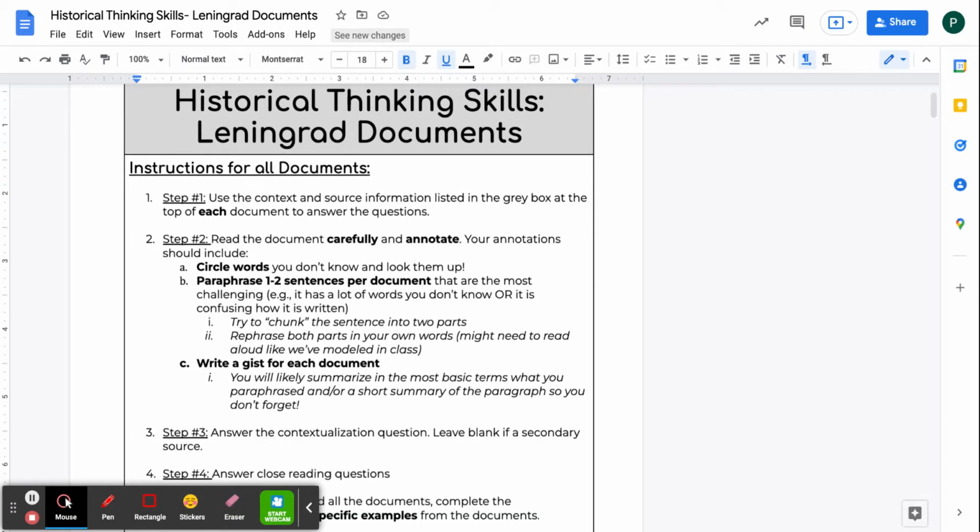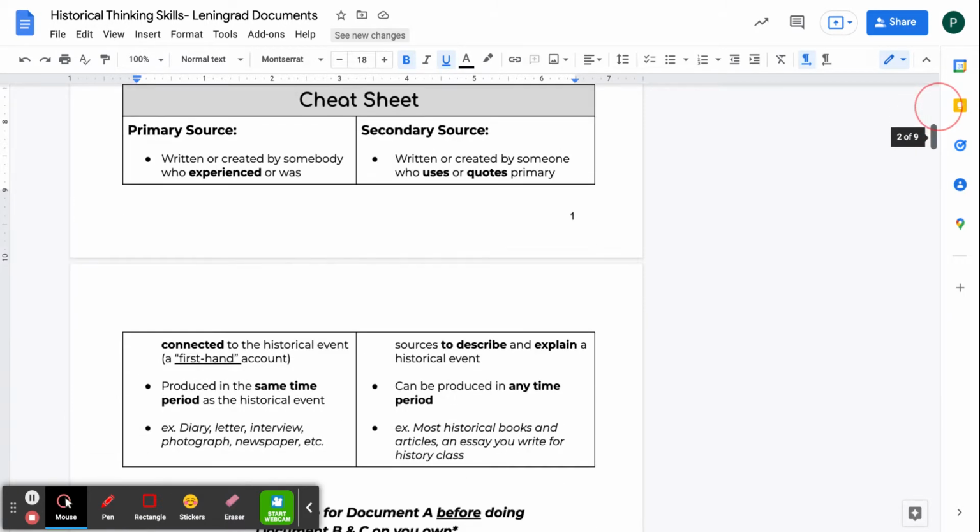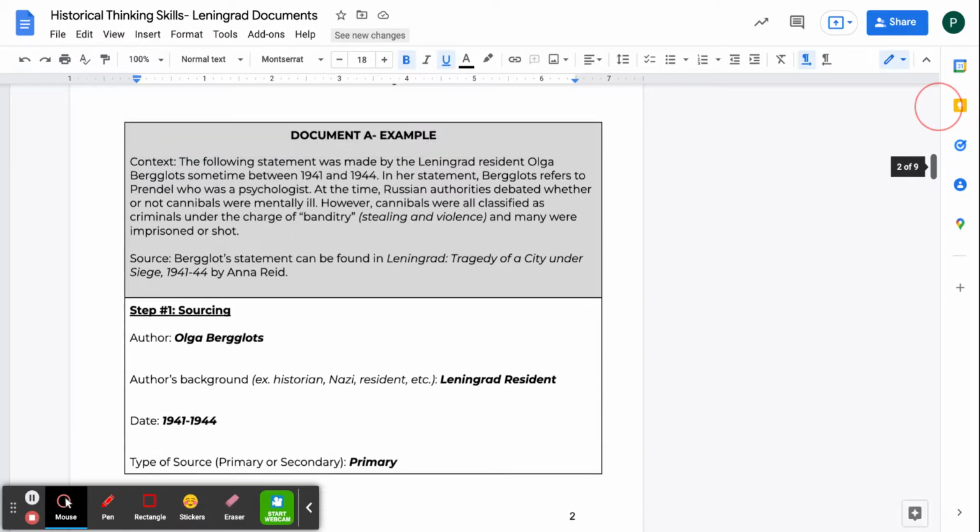Step one, you are going to use the context and source information listed in the gray box at the top of each document to answer the question. So I'm going to scroll down and show you what I mean. Each box has a context and source information. Ms. Glickman actually made you a sample so you can see. She used the information that was in here to answer these questions.